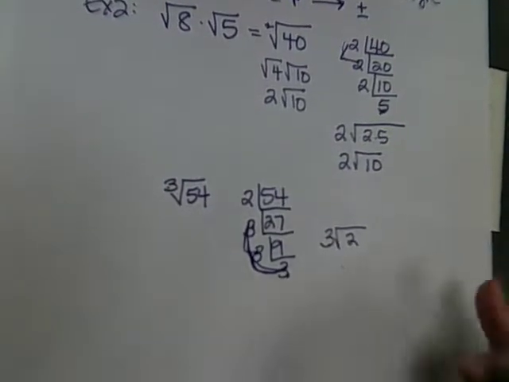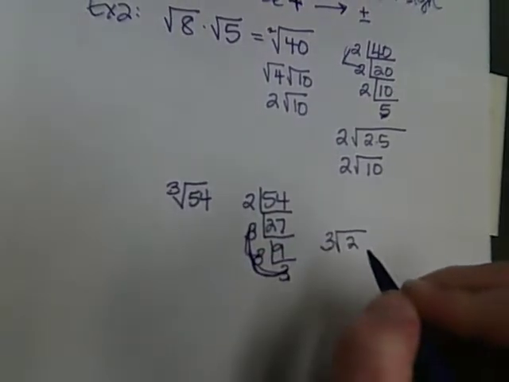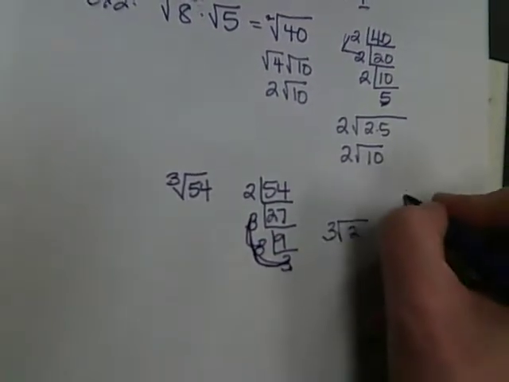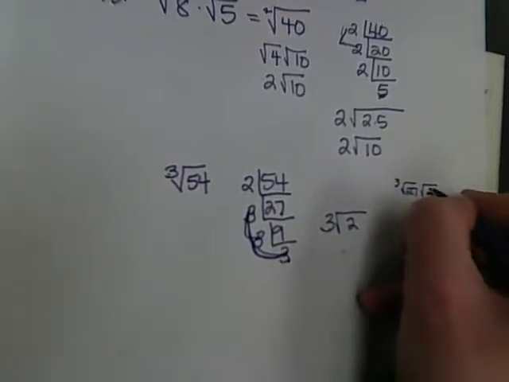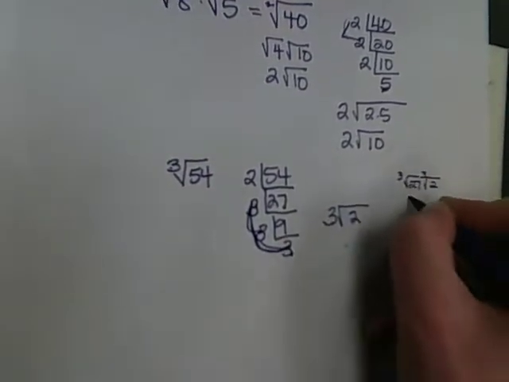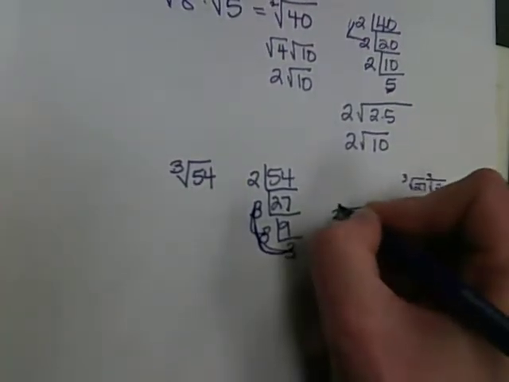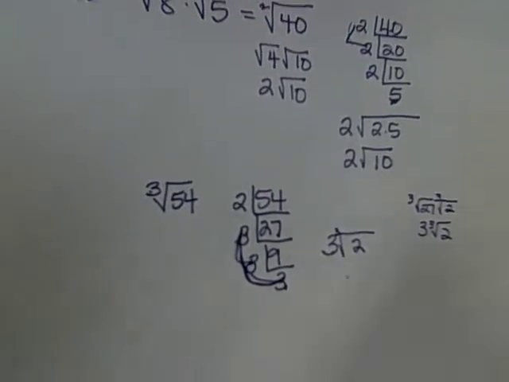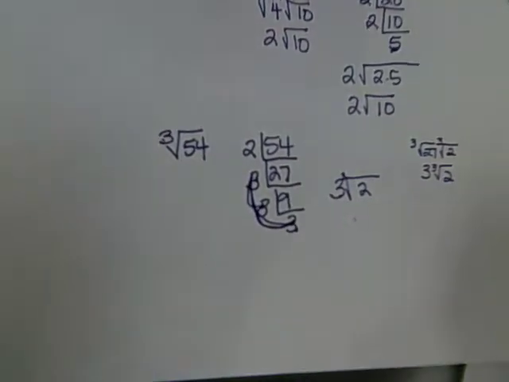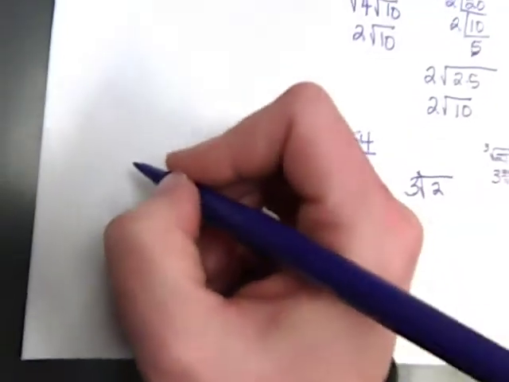Okay? Again, I could have done that same thing if I recognized that 27, a perfect cube, came out. I could have said the cube root of 27 is 3, cube root of 2. Whoops, there should be a cube root there. Okay? So either way works. I'm going to do one more. Let's do the cube root of 750.